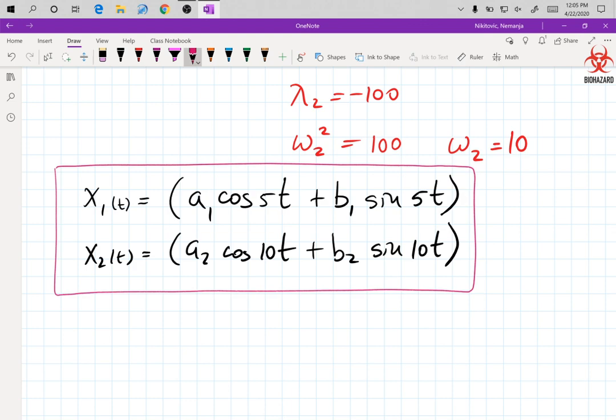We can make this way worse by adding more springs, by adding more masses. The number of masses is telling you how many equations you're going to have. So 2 masses, 2 equations, 3 masses, 3 equations, and so on. And you can attach different number of springs to it.